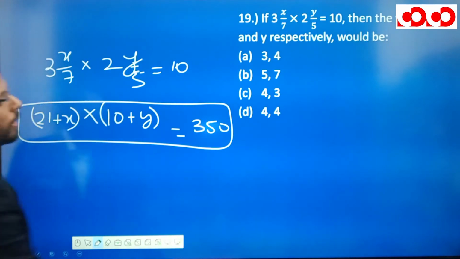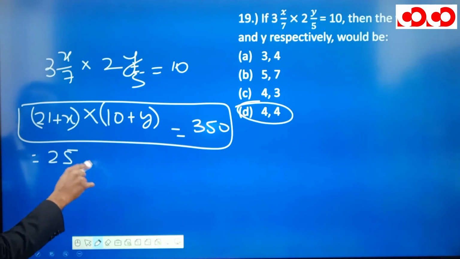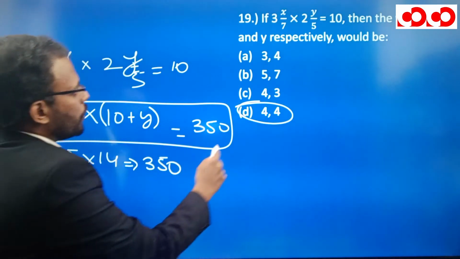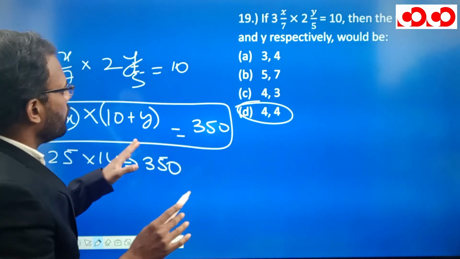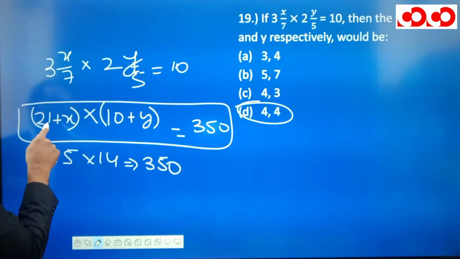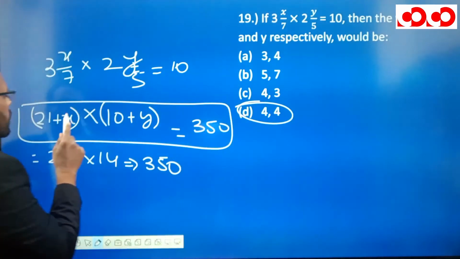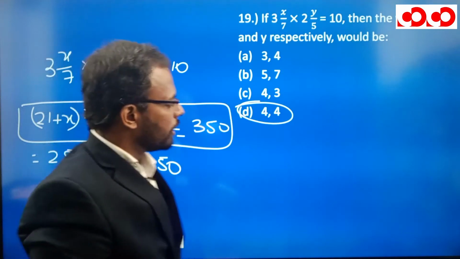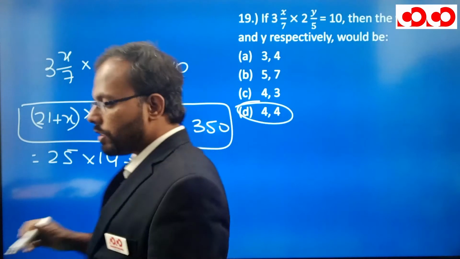If we see the options, I can see only the last option is satisfying. It is 25 multiplied by 14, which comes out to be how much? 350. If you take any other option, if you take 3, it will be 24 multiplied by 13. Not possible. If I take 5, it will be 26. Again, not possible because 350 is not divisible by 26. If I take 4, it is 25 and 3 over here, which will be 13. So this is again not divisible by 13. Only the last number is divisible, and 25 multiplied by 14 is 350.